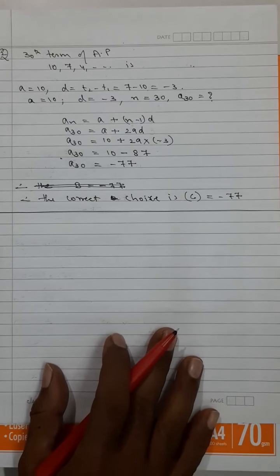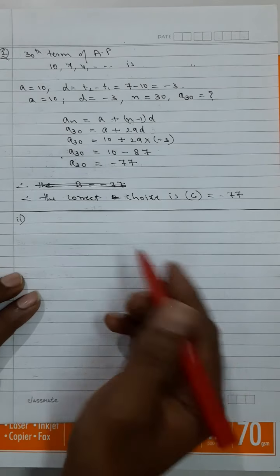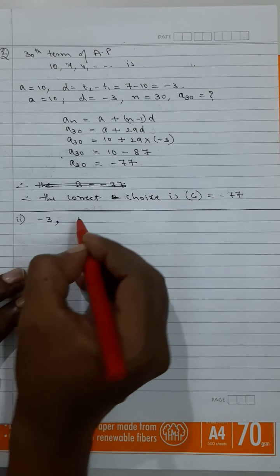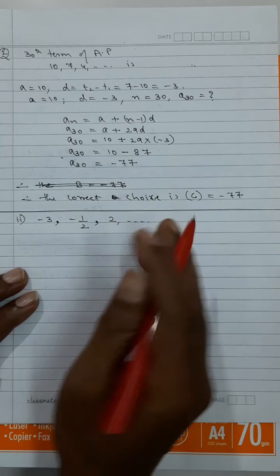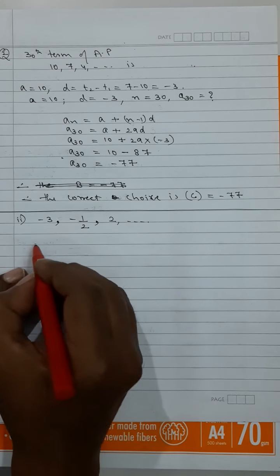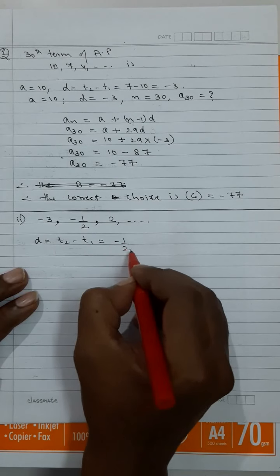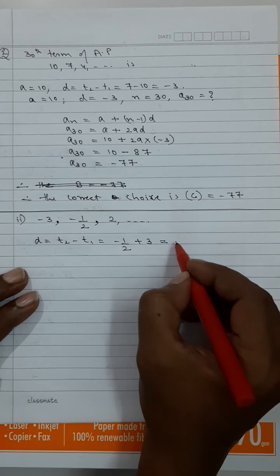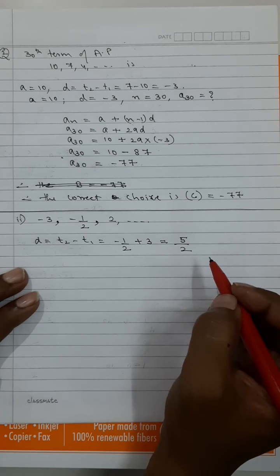Okay. Now second question. 11th term of arithmetic progression. Again here they are asking you the 11th term of the arithmetic progression minus 3, minus half, 2, this goes on. We have to find, this is A1, A2, A3 like this. A11 is equal to what? First of all, d is equal to t2 minus t1, minus half minus minus 3, that will give you minus 1 plus 6, which is 5 upon 2. Okay, this is your d.